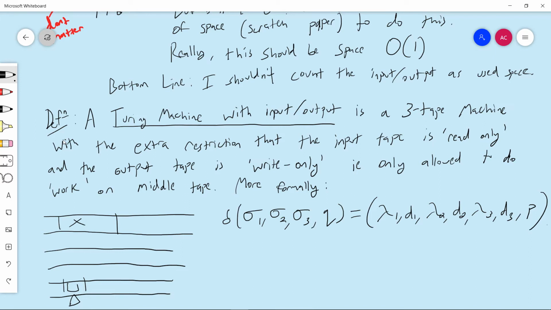So what needs to be true about this transition function in order to have the input tape be read-only and the output tape be write-only? Well, if the input tape is read-only, then what does lambda 1 have to be? This is the symbol on the first tape, right? So I'm right here, let's say. This has to be the same if it's read-only. So in other words, the first point: sigma 1 has to equal lambda 1. This creates read-onliness. I'm only allowed to read the input tape. I can't actually replace the symbols with anything else.